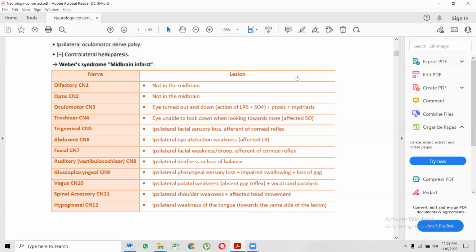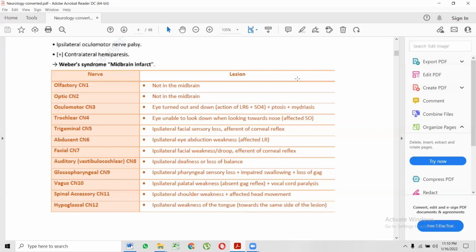So what are the three areas of supply of the oculomotor nerve? One is all the extraocular muscles of the eye, except lateral rectus and superior oblique, plus the levator palpebrae superioris, the levator of the superior eyelid, plus parasympathetic supply to the pupils. The parasympathetic supply to the pupil will result in constriction of the pupil.